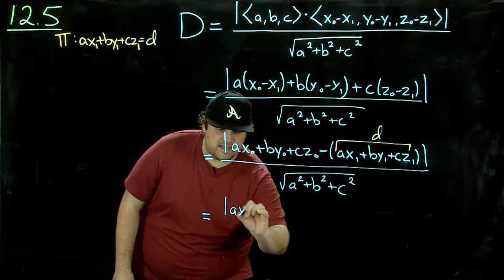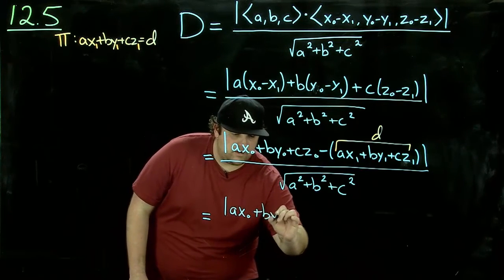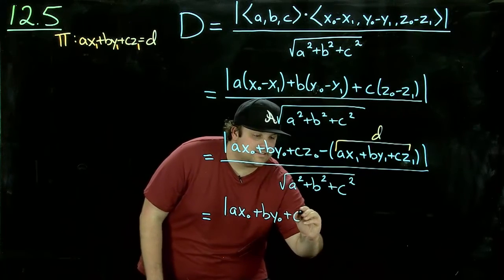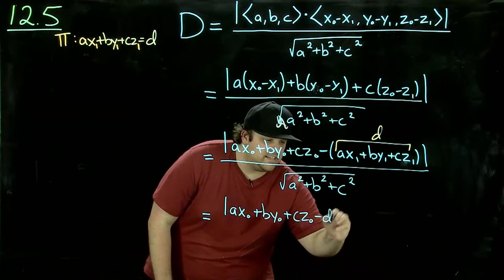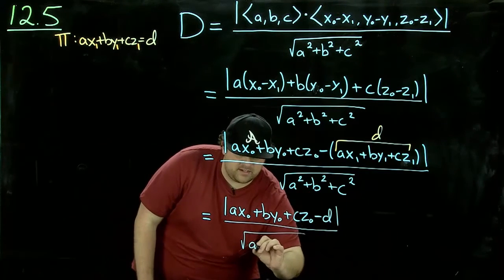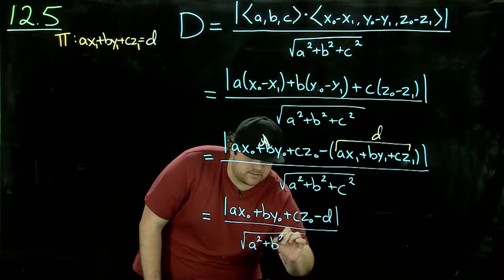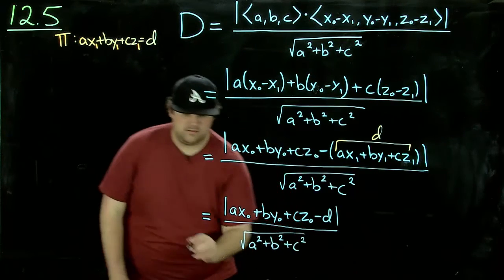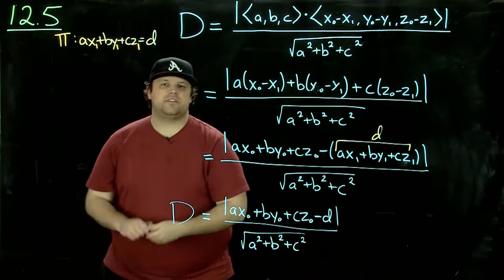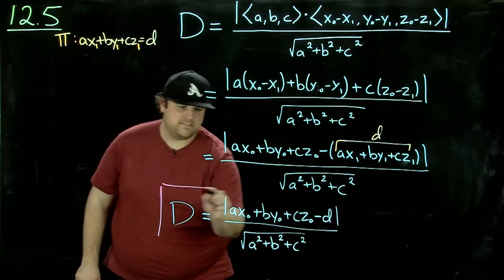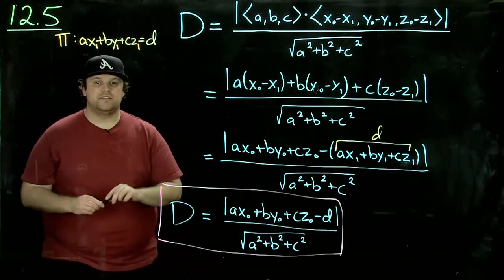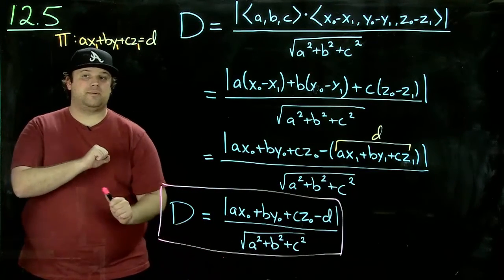Absolute value a x naught plus b y naught plus c z naught minus d divided by square root of a squared plus b squared plus c squared. Let's put this capital D back down here so we can put a nice box around this. And ta-da, we have a nice formula.